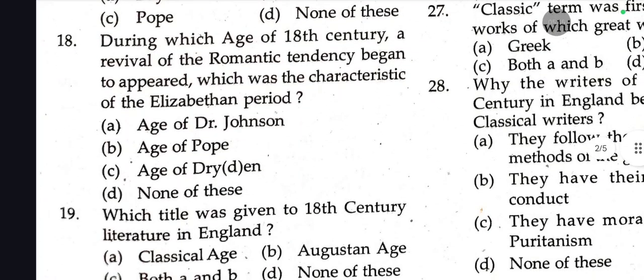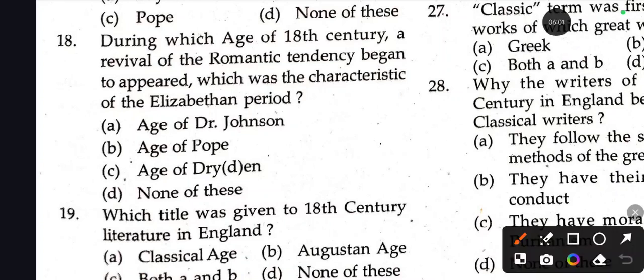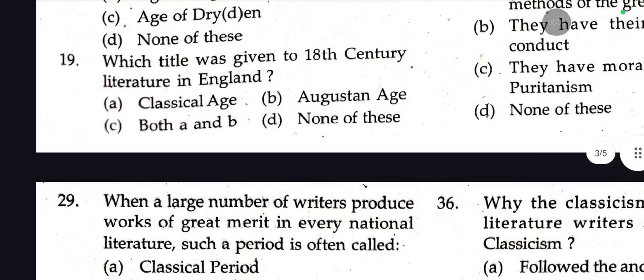Question number 18. During the 18th century, a revival of the romantic tendency began to appear, which was the characteristic of the Elizabethan period. Which was the characteristic of the Elizabethan period? The answer is the age of Dr. Johnson.